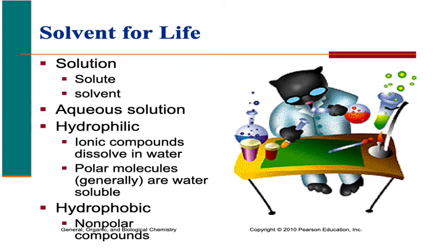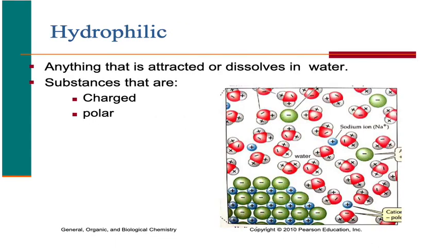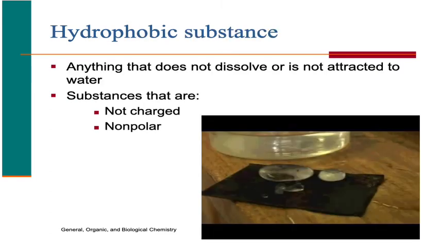So let's talk about that a little bit more. Hydrophilic substances are anything that is attracted or dissolves in water. They are substances that are charged and polar, so they're things that are going to dissolve in water. We're going to see that when we do lipid bilayers. Hydrophobic substance is anything that does not dissolve in water or is not attracted. So some substances that are not charged, non-polar. So oil, all right? Oils, that's why you have to shake salad dressing so vigorously when you take it out of the refrigerator, is because the oil and the water have separated.